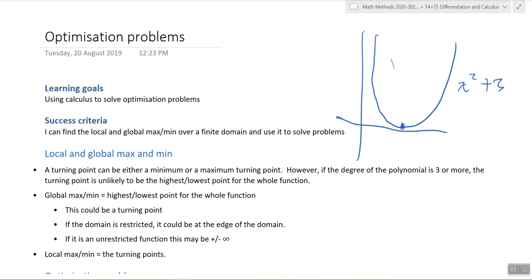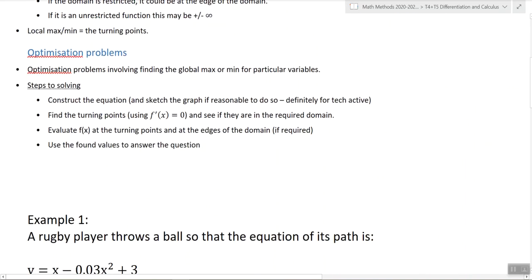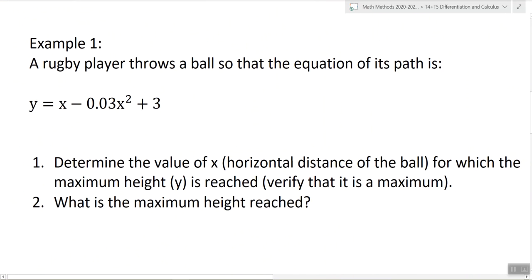So I'm going to do an example now of the first type and an example of the second type, a real life application. Okay? There's some notes if you want to go back and read them later. So here's the first example.